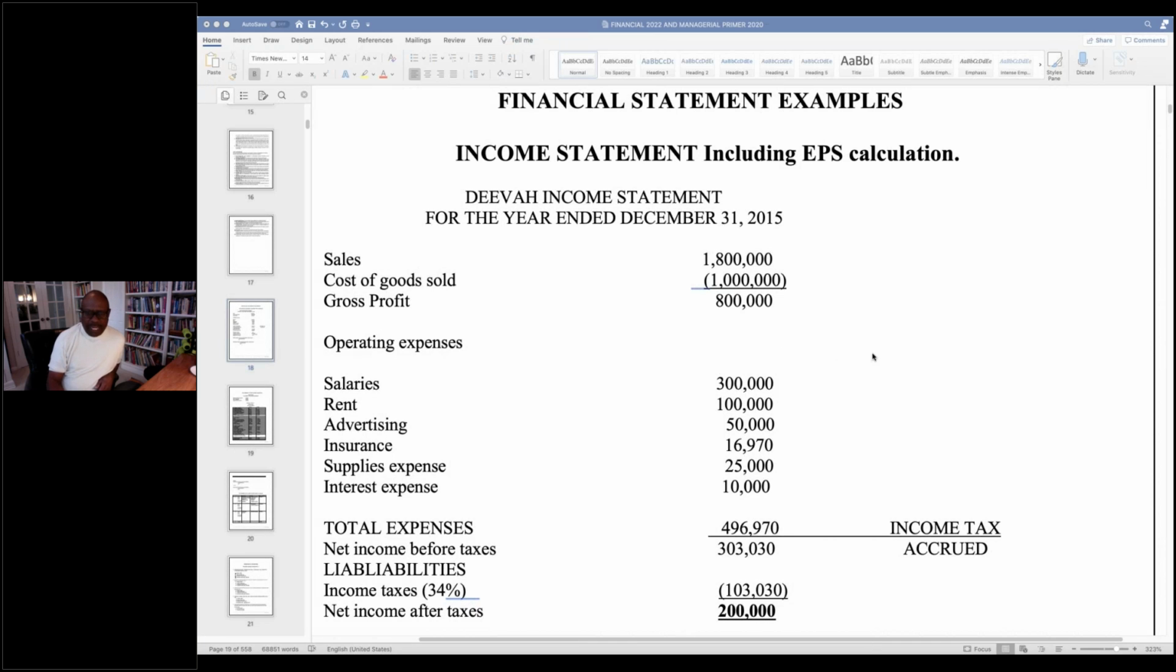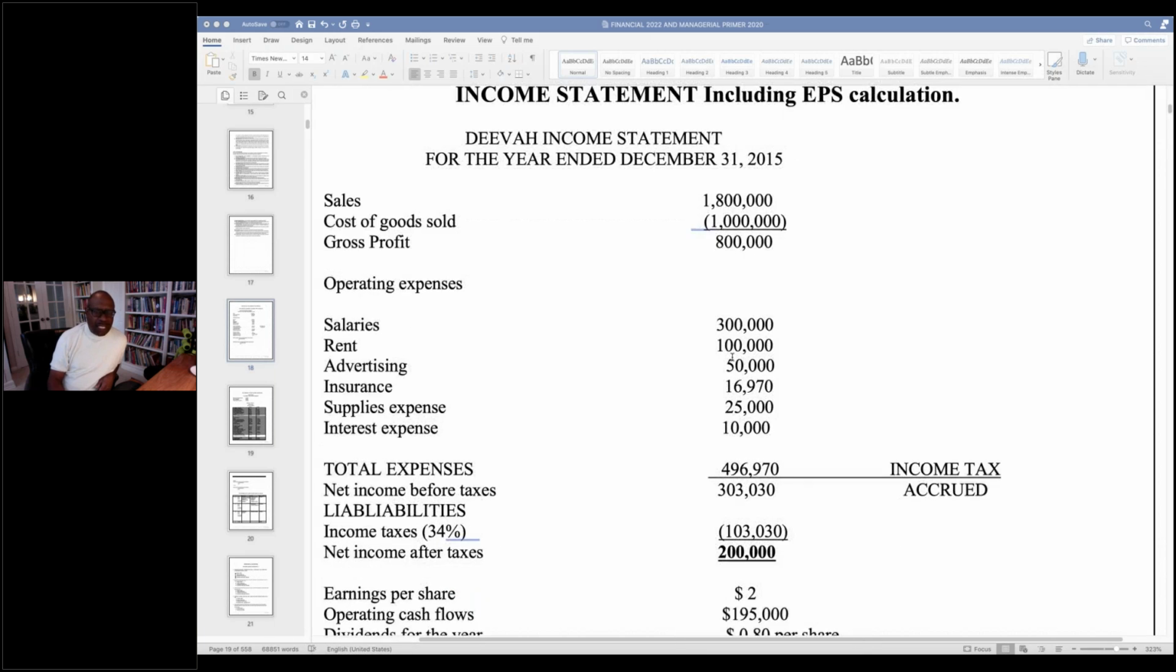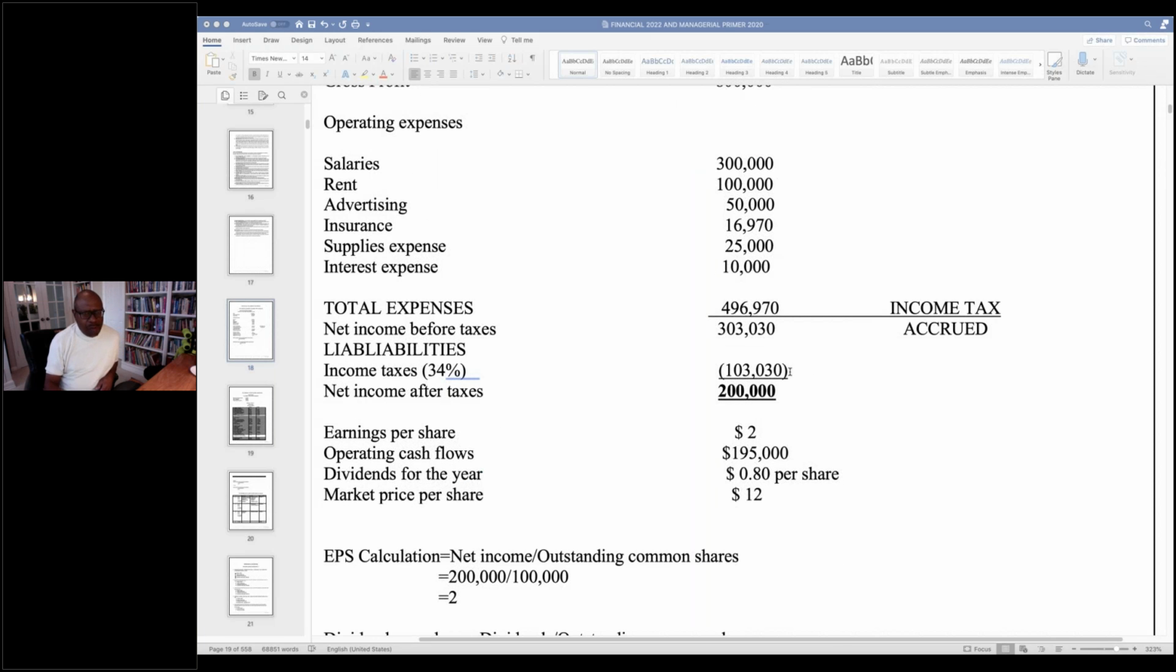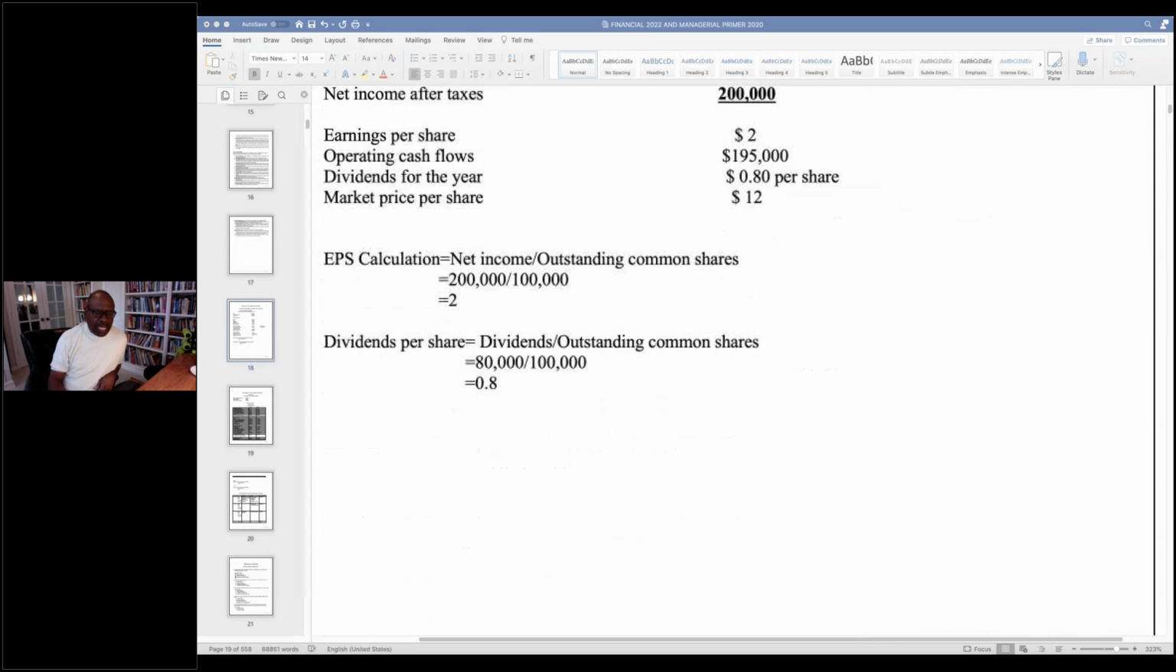This is the income statement, which shows sales, cost of goods sold, gross profit, the operating expenses, total expenses, the net income before taxes, then the income taxes, the net income after taxes. And we won't worry about this part of it, but this is what your income statement should look like.